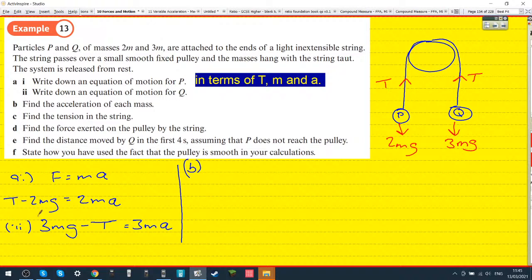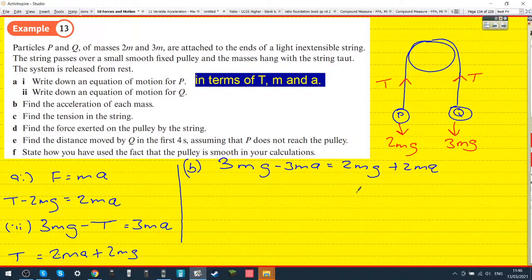What I'm thinking is you can bring these two together by eliminating something. Could you solve it as simultaneous? There's three unknowns. If we subbed T, in the first equation you could write T equals 2ma plus 2mg. So 3mg minus 3ma is equal to 2mg plus 2ma. But you've got two unknowns, m and g, so I think we need another equation.